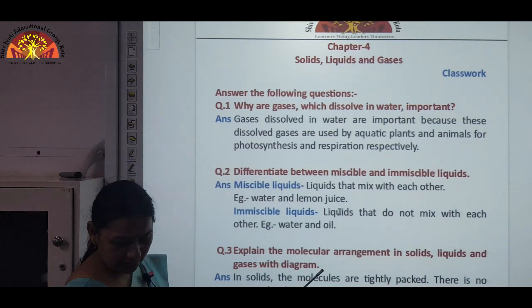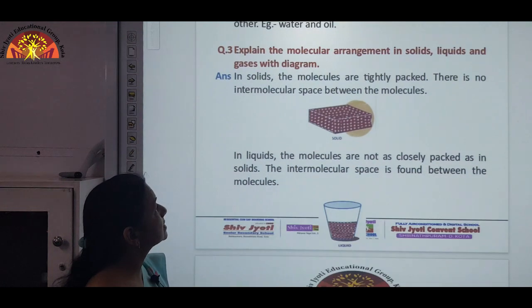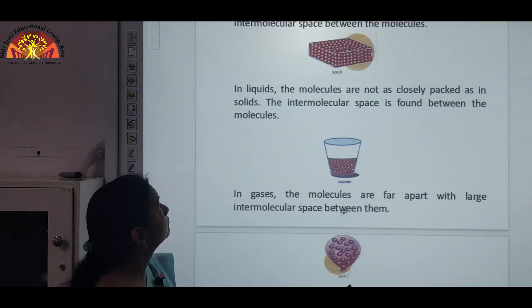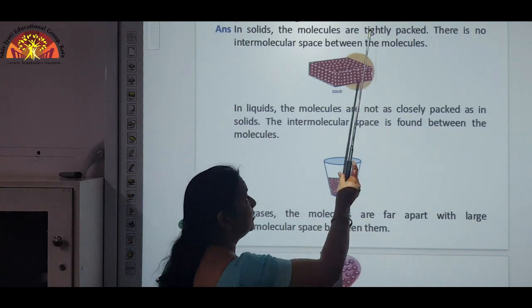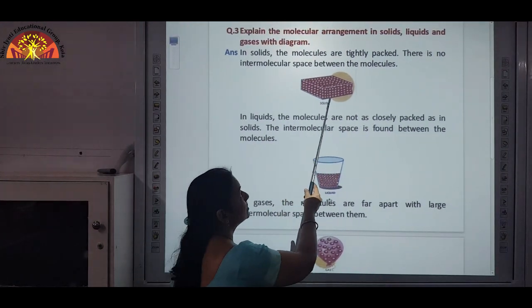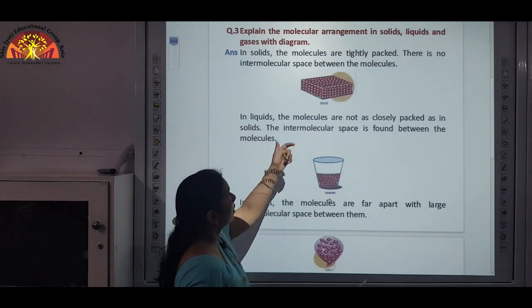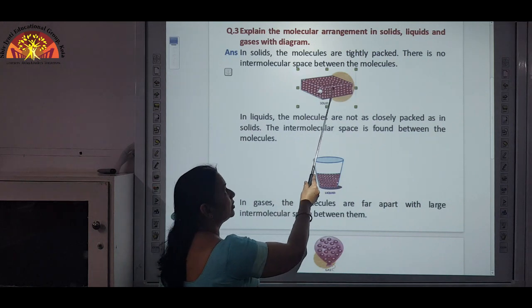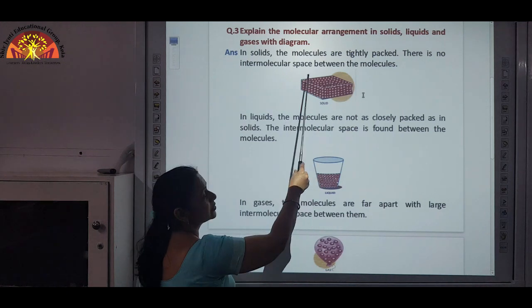Now, the third question is: explain the molecular arrangement in solids, liquids and gases. In solids, the molecules are tightly packed. As you can see in the diagram here, the molecules are very closely packed and there is no intermolecular space between the molecules. The molecules have a strong force of attraction between them. So, this is the arrangement of molecules in solids.